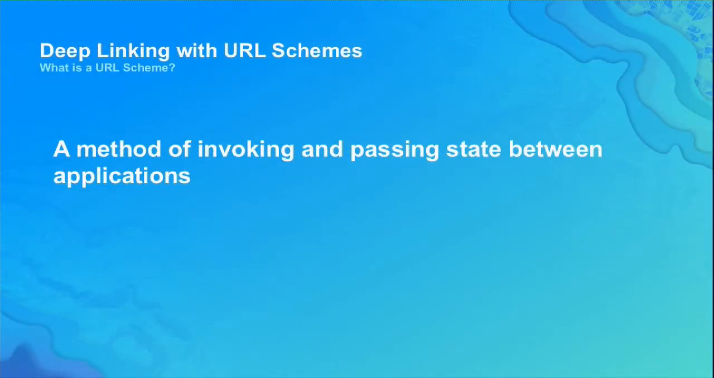So what is a URL scheme? Essentially a URL scheme is just a method for invoking or passing state information between applications. It's really common today in most mobile applications, and you probably use the URL scheme and don't even realize it, because a lot of times it'll be behind the scenes of a button or something in the UI.